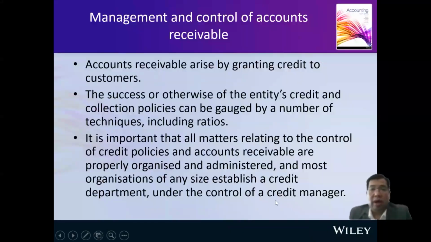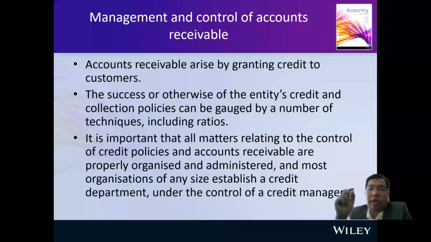The next part that we're going to cover is about management and control of account receivables. As I mentioned before, account receivable is a result from credit sales to our customer. Maybe we are granting them credit for 14 days, but we need to make sure they're going to pay us within the given period. Otherwise, it will create a problem for us to run our business, maybe because of lack of cash or problem related to our cash flows.